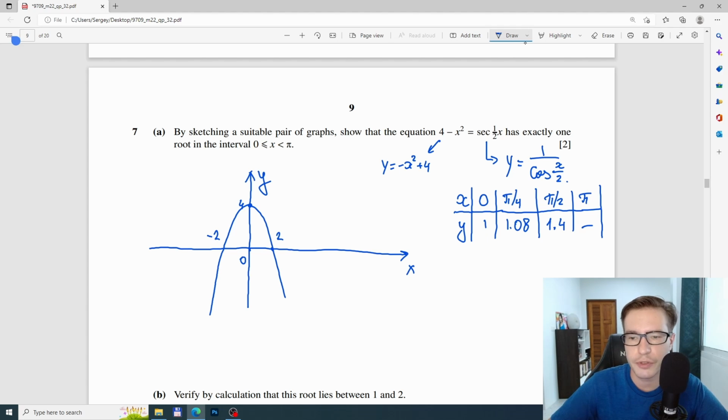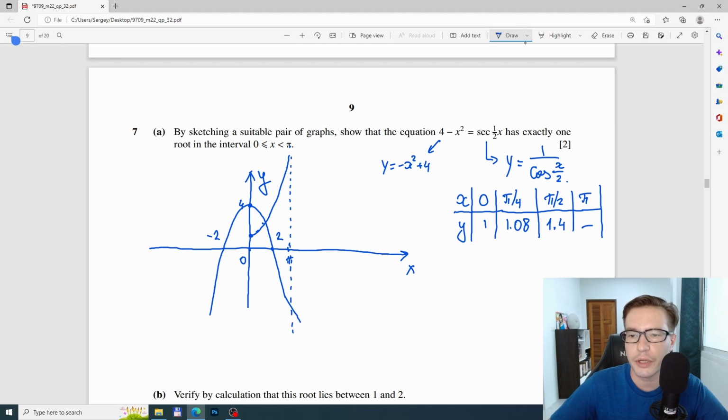Okay, and let's plot these points on a graph. x is 0, y equals to 1. Next we got pi over 4, 1.08, so it kind of goes up a little bit. Pi over 2, that's 1.4, keeps going up. And finally, if x equals to pi, the graph tends towards infinity. Let's draw the vertical line to indicate that this is an asymptote.